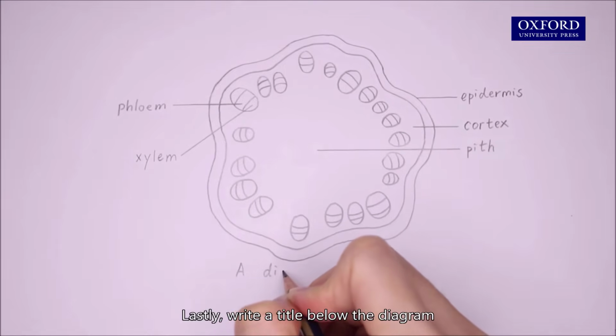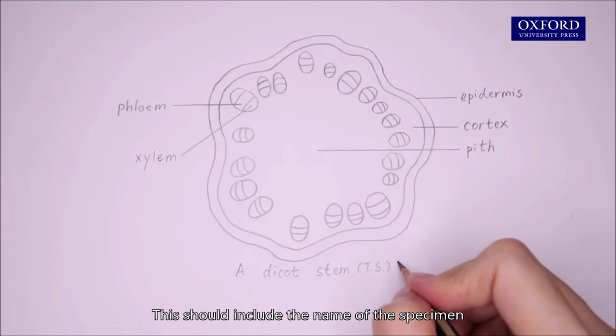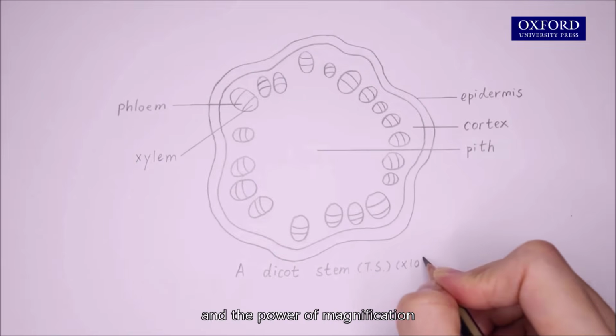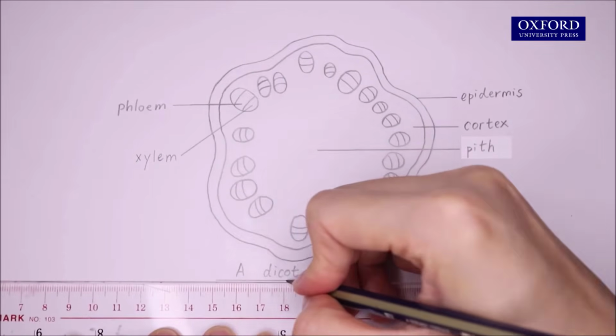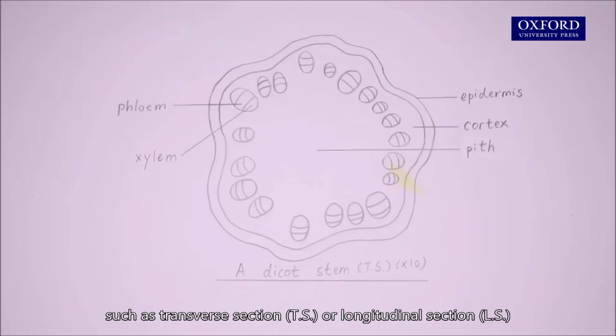Lastly, write a title below the diagram. This should include the name of the specimen and the power of magnification. If you are drawing a cut surface of a specimen, you have to state in the title how the section is cut, such as transverse section, T.S., or longitudinal section, L.S.